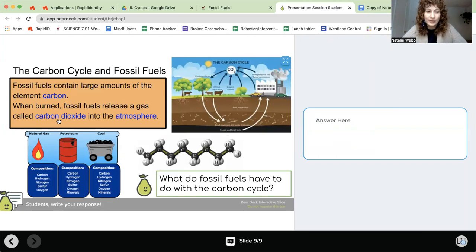So they're mainly carbon. That means that when we burn them to do all the things we do with them, they release a gas called carbon dioxide into the atmosphere. So we've got fossil fuels, this little line down here. If we use them in a car or a factory, they're going to be burned, and out comes carbon dioxide. So we are going to come back to this idea next class. So make sure you answer this question in the Pear Deck. What do fossil fuels have to do with the carbon cycle?